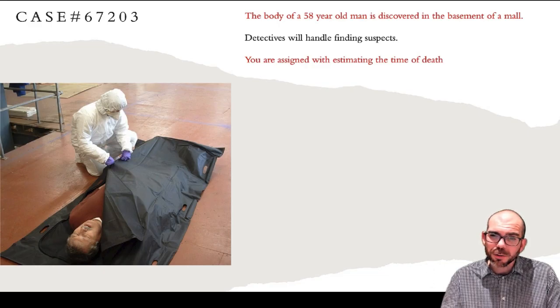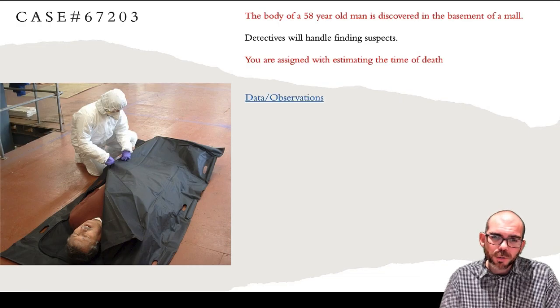Detectives this time are going to handle finding the suspects. Your role is to estimate the time of death for this individual. So being the forensic investigator you are, you immediately make observations and collect data. What you're able to discern is that the skin of this individual is pale.